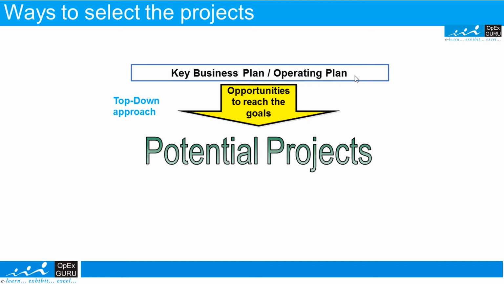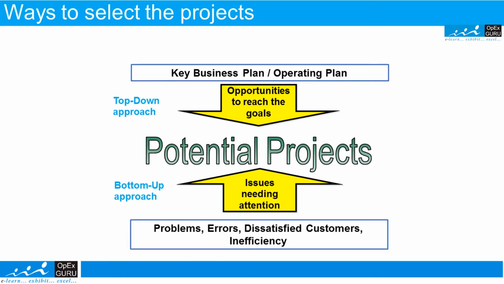You have some current level of the organization, you want to reach the next level in the future, and to bridge this gap, you ask what are the opportunities that you would like to seize, and you identify projects from there. So this is called top-down approach.